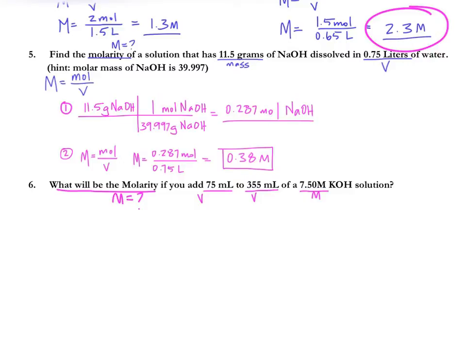Now we need to figure out which ones are in the same solution. So remember, yesterday we mentioned that if that word "of" appears, chances are the two numbers that are on either side of "of" are in the same solution. So I've got 355 milliliters of 7.5 molar KOH. That means these two are part of the same solution. So I'm going to label these both with the same number. I'm going to give this a V1, and this will be M1. So if this is V1, then this has to be V2. And if this is M1, then I must be trying to find M2.